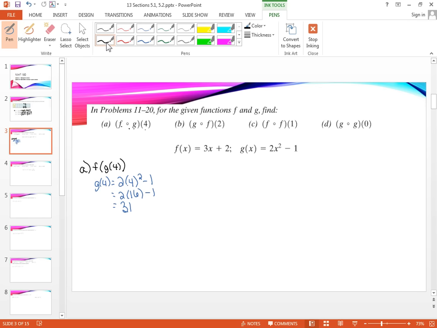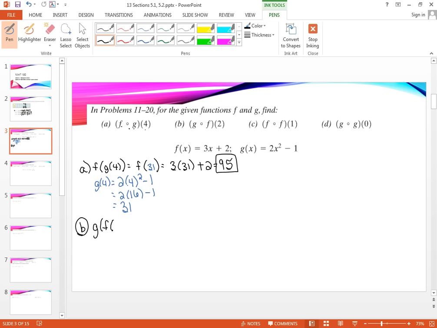Okay, so this becomes f of 31. I'm trying to keep my colors for you. Okay, f of 31 means plug 31 into f. So 3 times 31 plus 2. Okay, that is 95. All right, let's do another. Let's do b. g of f of 2.